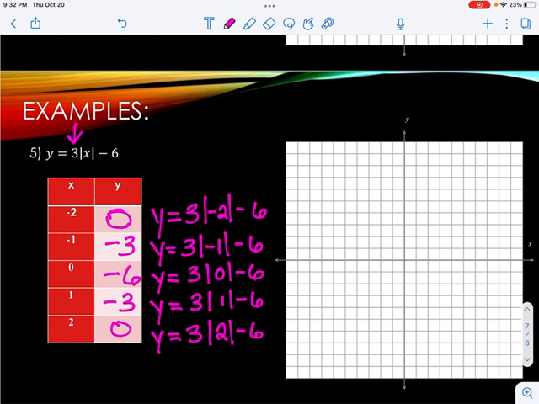So when I come to graph it, I go left 2, no up or down. I go left 1, down 3. I don't go left or right any, but I go down 6. I go right 1, down 3. And then right 2, don't move. So we draw our graph. And there is the graph of that absolute value. And that is how we graph absolute value equations using t-tables.